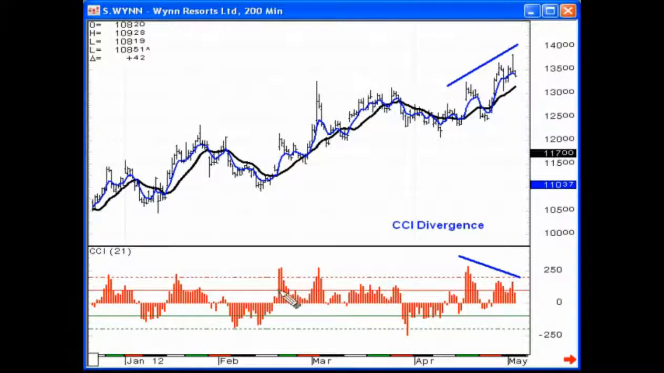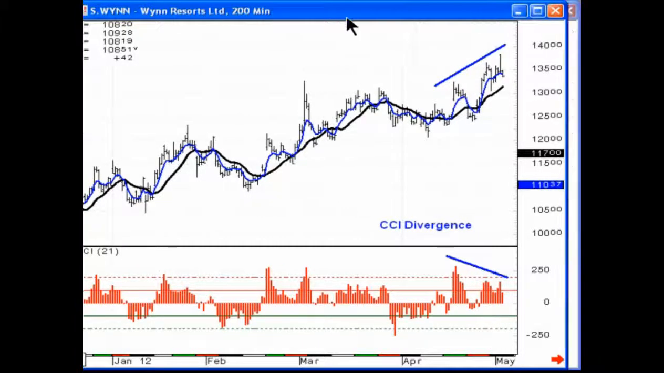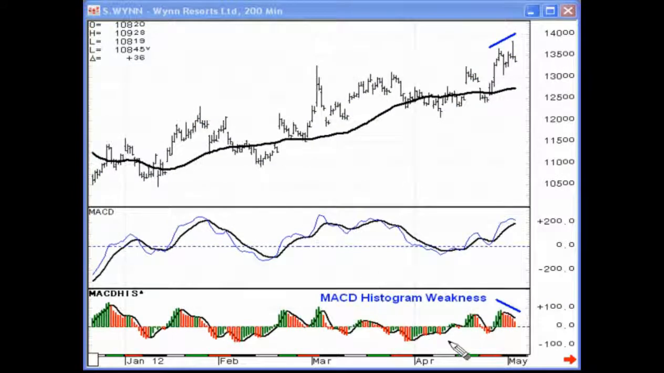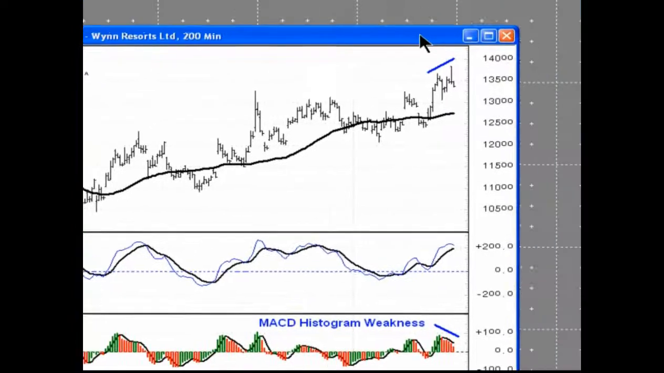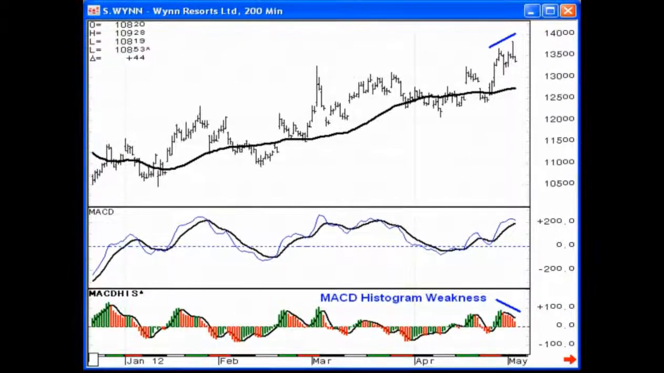This is another technical indicator I do look at, but rarely show very often. This is the commodity channel index, or the CCI. It's a 21-period CCI, and again, the divergence I think is very evident in this price chart: we're seeing prices continue to push higher, but again, unconfirmed by the CCI. We also have a little bit of MACD histogram weakness right here, as you can see, and so that's really about it with respect to some of the technicals that I do look at.